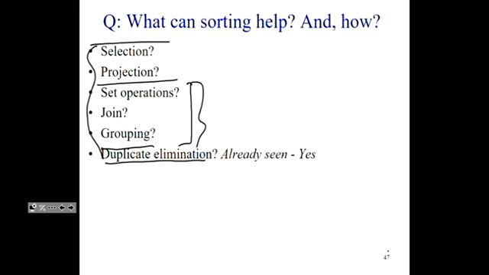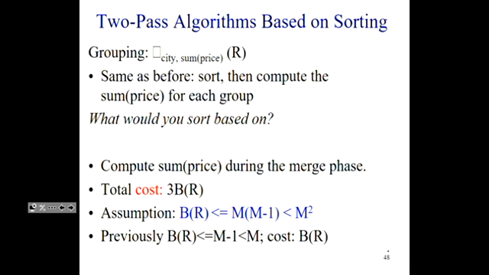Okay, so let's see how these operations can benefit from sorting. Let's start with grouping. The extended relational algebra operator for grouping is gamma, and let's say I want to do city and sum of price. So I want to group by city and compute the sum of price. How would I do this? Well, I'll follow the same recipe as duplicate elimination. I would first sort the tuples, and then compute the sum of price for each group.